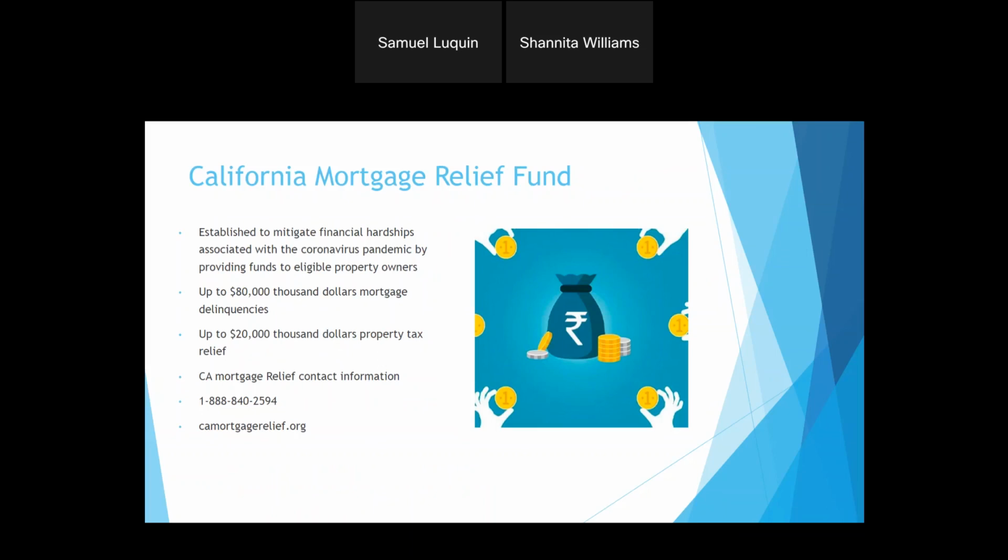Additionally, they are able to provide $20,000 of property tax relief if a property owner who was affected by the coronavirus wasn't able to pay their property taxes but didn't have a loan against the property, so they would be able to take advantage of that. We encourage you, if you have questions about that program, because we do not administer it, to reach out to them directly. The telephone number is 888-840-2594. I know that they do require you to apply for the assistance or do the initial questionnaire online. You can reach them at camortgagerelief.org.